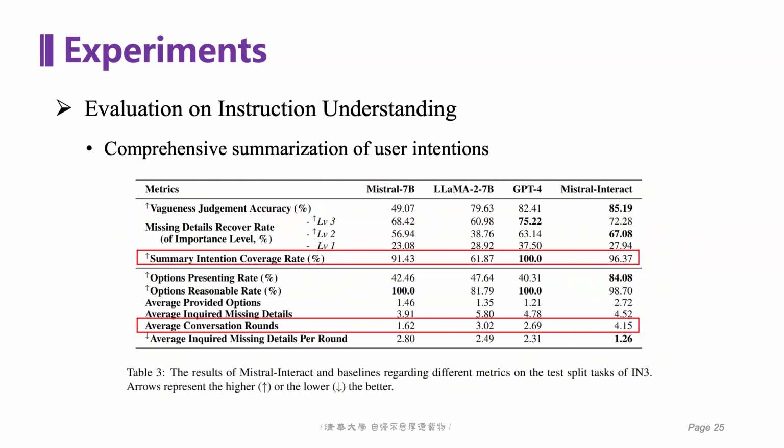And here we also highlight the average conversation rounds. This means our model can engage in more rounds of interaction with the user in order to clarify their intent. The logic is that even though we have more rounds, on average over 4 rounds of interaction, we can still let our agent model summarize all of the things the user said in a succinct way.